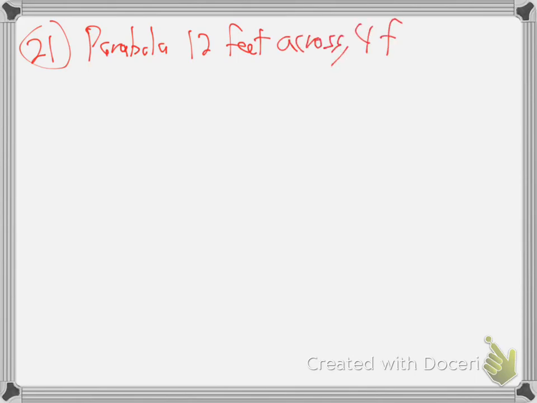All right, so 21, let's write it out. Basically we have a problem that we're going to abbreviate just to the words we need. We've got a parabola satellite dish. It's 12 feet across, 4 feet deep at the center.